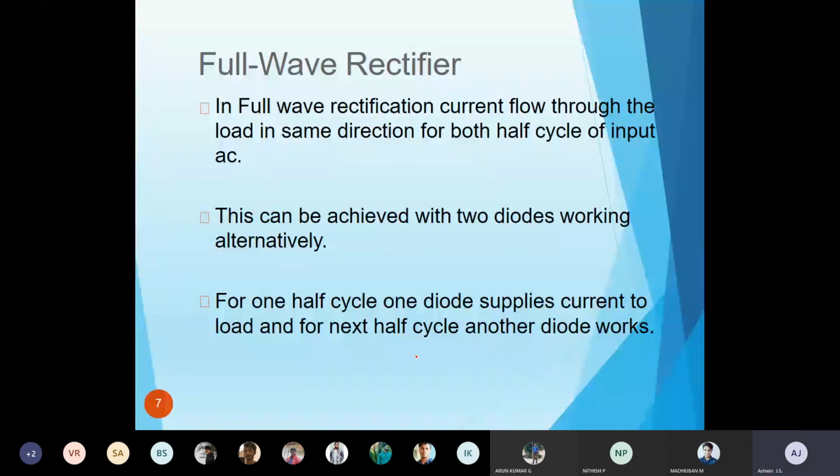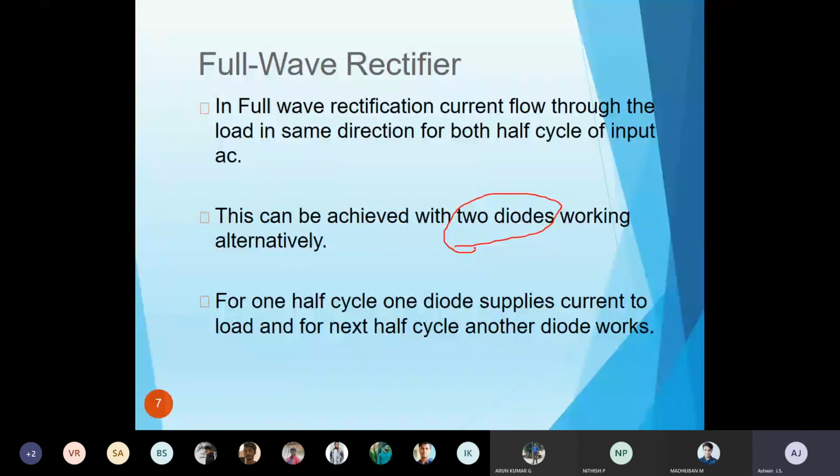Let's see the definition. In a full wave rectifier, current flows through the load in the same direction for both half cycles of the input. So if you are using full wave, every signal, the positive as well as negative, will come out positive. Okay, so that is the advantage of your full wave rectifier. Here I am using two diodes working in an alternating way to convert positive as well as negative. Why? Because when one diode suppresses the negative, the other diode allows the negative. So likewise, I will work with two diodes.